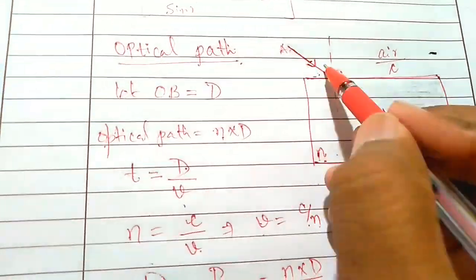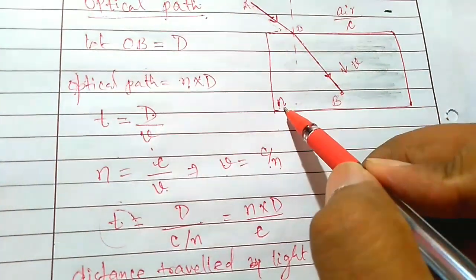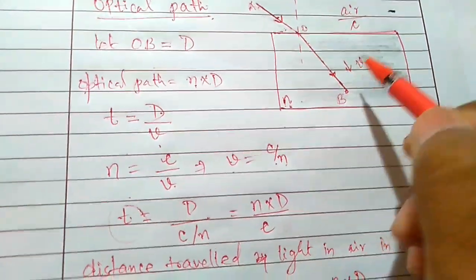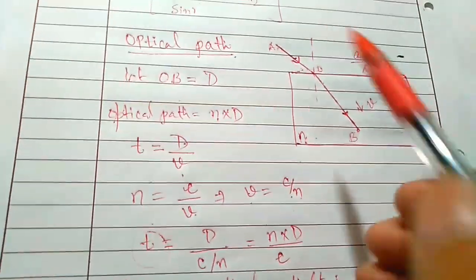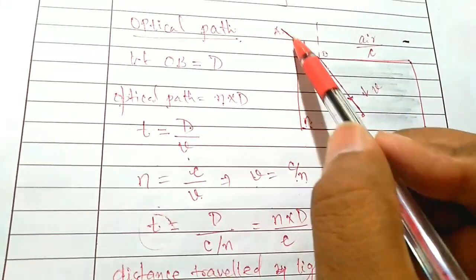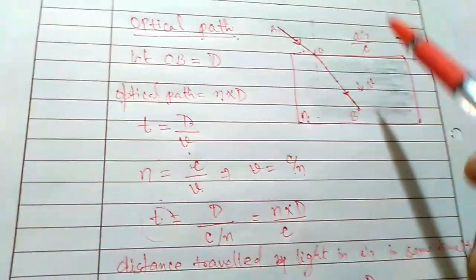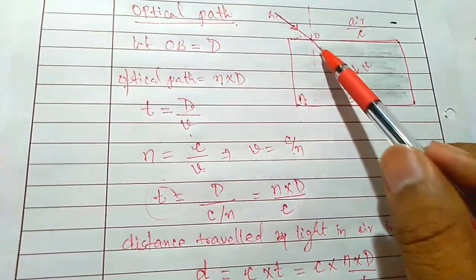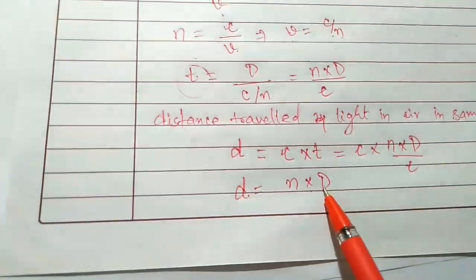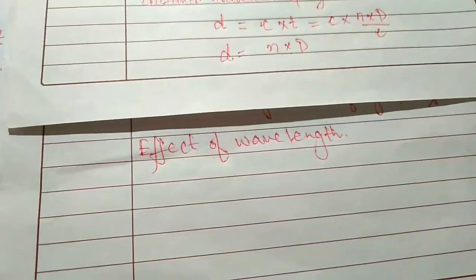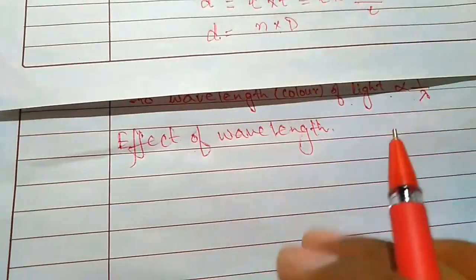So the distance traveled in air by light is the optical path, and the product of the refractive index and the distance traveled in the medium is also the optical path. Both we can define. Again listen: the distance traveled by light in air in the same time, or the product of refractive index and the distance traveled by light in the medium, is the optical path. So the next topic is effect of wavelength.